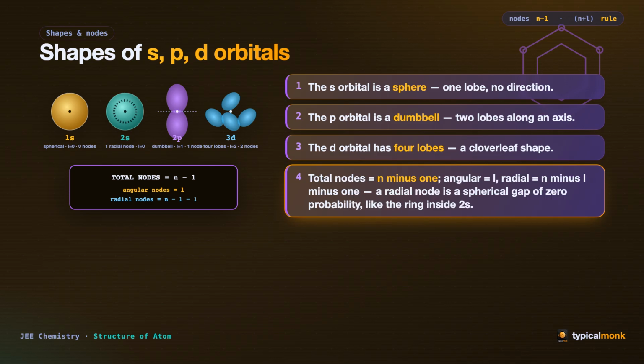And here is the formula that ties them together. The total number of nodes in any orbital is n-1. The angular nodes equal L. The radial nodes equal n minus L minus 1. Picture the 2s orbital on screen. The thin dashed ring cutting through it is exactly 1 radial node, a spherical shell where the electron is never found. Hold this formula close. JEE builds whole numericals out of it.